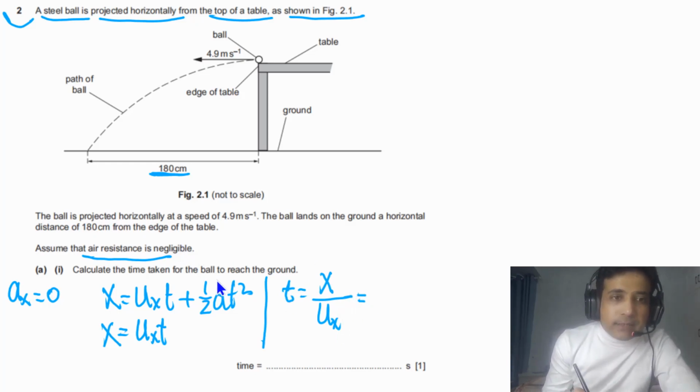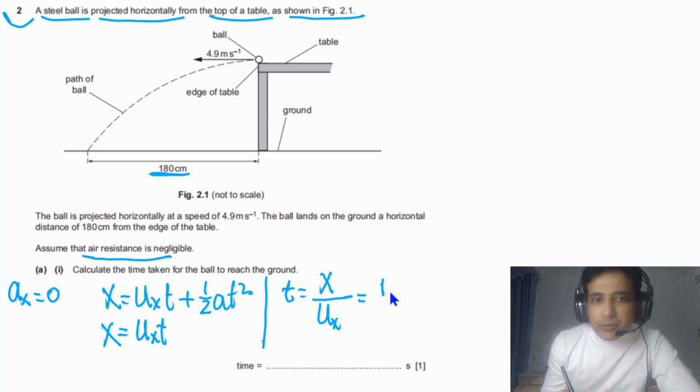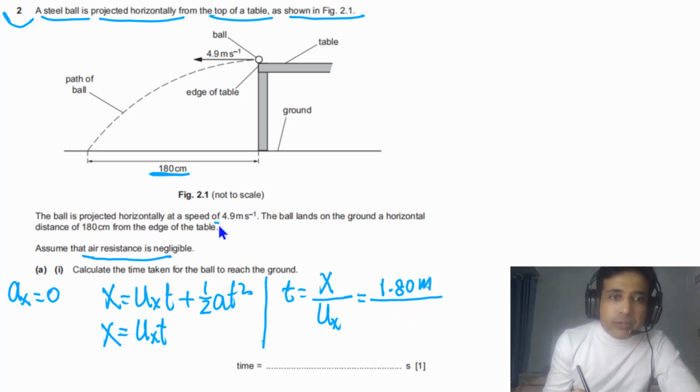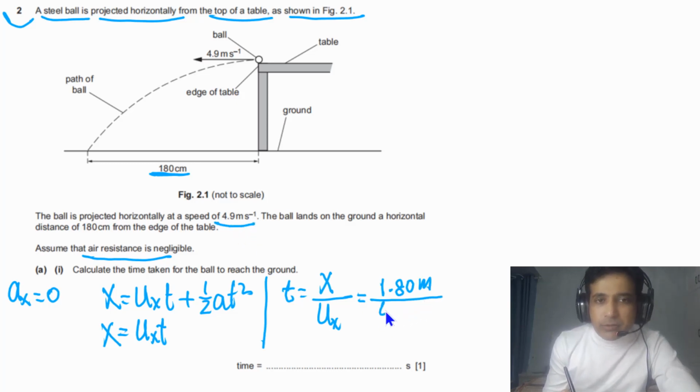Value of x is given to us, but x is given in centimeters, so we have to convert this one into meters. So we have to divide this one by 100, divided by velocity, which is given in meters per second, so simply you can use 4.9 meters per second. And if we solve this one, our final answer in this case will be equal to 0.37 seconds. So this one is the final answer. Our final answer has 2 SF because the raw data has 2 SF.